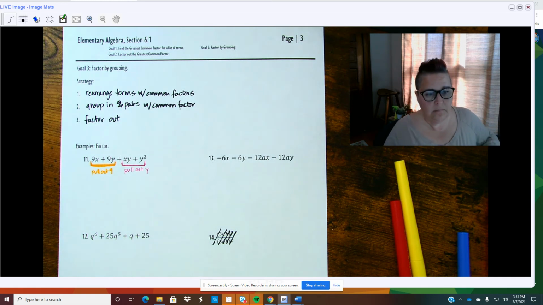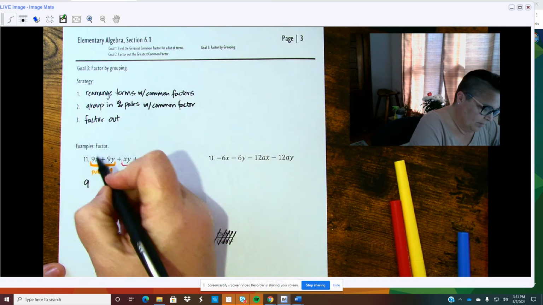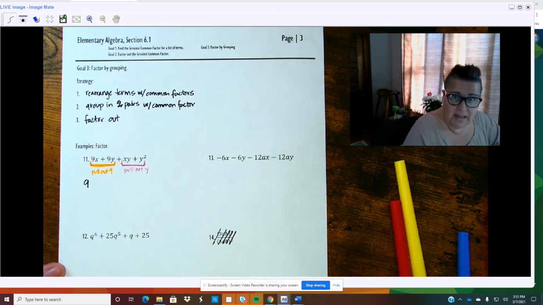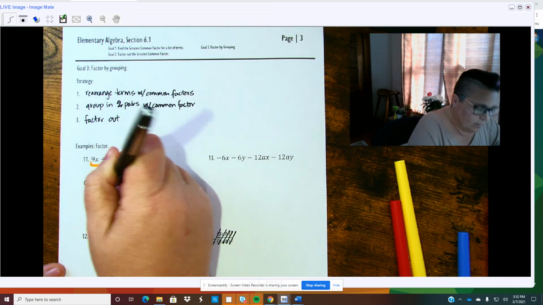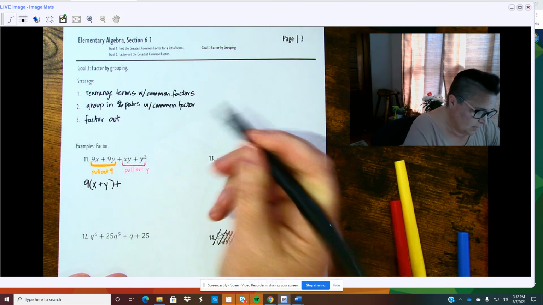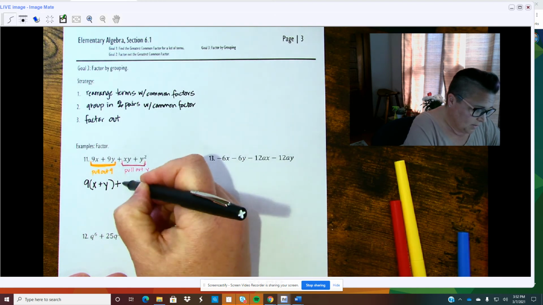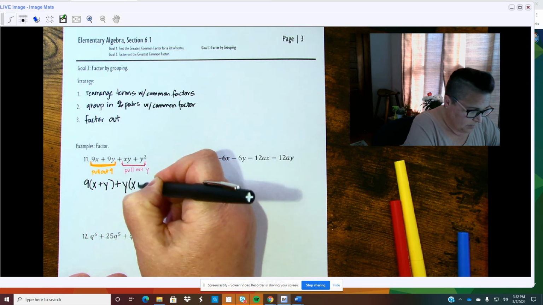Right? So I know that these two are grouped in a manner in which I can pull something out of the first pair and something out of the second pair. So I'm going to do that. I'm going to pull a 9 out of this first pair, undistribute it. I'm going to factor it out. And that's going to leave me with x plus y. Right? I'm going to keep the plus. And then I said I was going to pull out a y, so I'm going to pull a y out of this. And that's going to leave me with another x plus y.